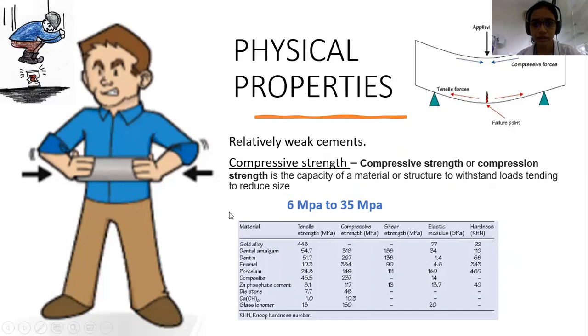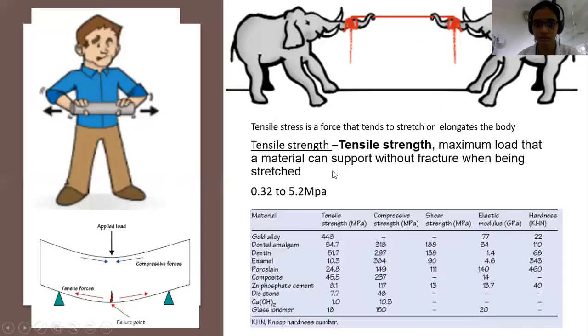If you compare the compressive strength with a glass ionomer cement, with amalgam or with composite, you can see the compressive strength is much lower compared to all other restorative materials. So it has a very low compressive strength compared to all the other restorative materials.